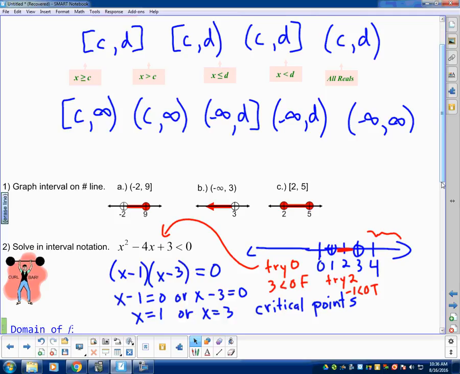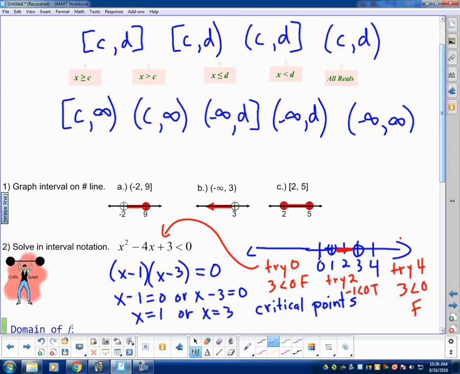And then the last region here, we could try a test point of, say, 4. I'm just choosing the easiest test point I see in that region, a whole number preferably, something that's not too large. I'm going to plug in 4, 16 minus 16 is 0, plus 3 is 3, 3 is not less than 0, that is false. So that is out of the mix.